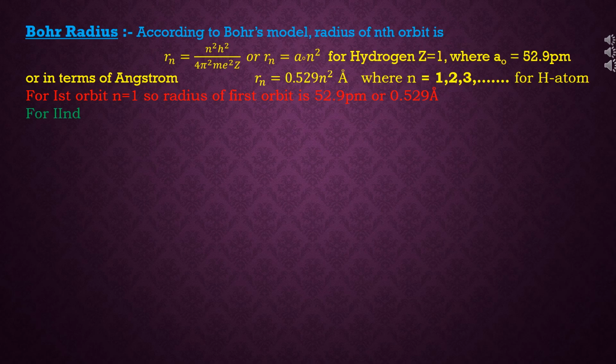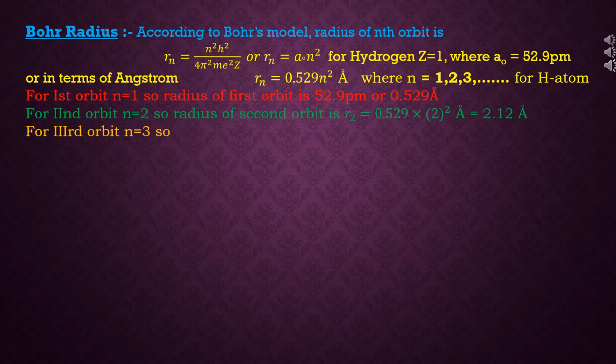For second orbit, n is equal to 2 and the radius of second orbit is 0.529 into 2 square. That becomes 2.12 angstrom. For third orbit, we will put the value of n as 3, then the radius of third orbit is 0.529 into 3 square, that is 9, which is equal to 4.76 angstrom.